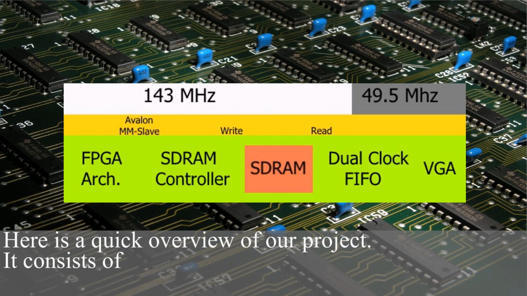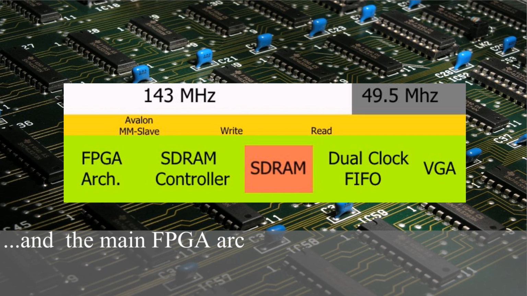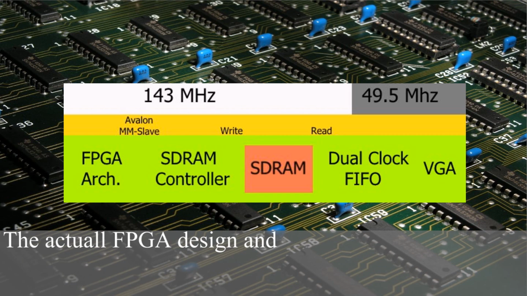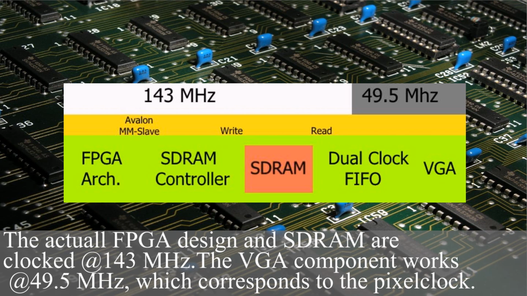Here is a quick overview of our project. It consists of external SDRAM, SDRAM controller, dual clock FIFO, FPGA component, and the main FPGA architecture. Notice we have two clock domains, 143 and 49.5 MHz. The actual FPGA design and SDRAM are clocked at 143 MHz. The FPGA component works at 49.5, which corresponds to the pixel clock.